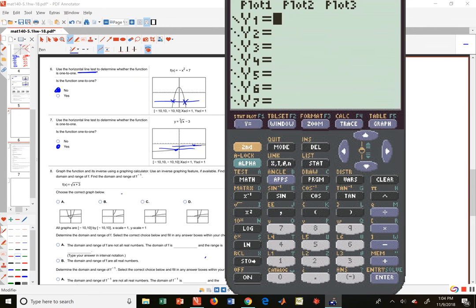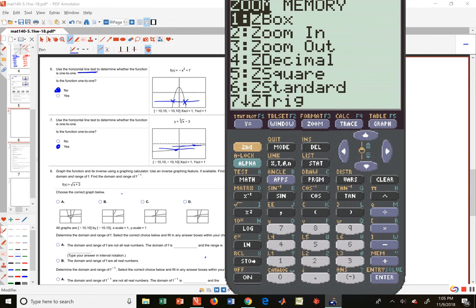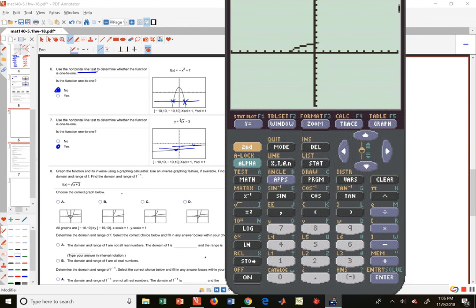All right, so here we go. We've got the square root of x plus 3, and we're going to go with a standard window for this. All right, we might have to zoom if we want to, but there it is. There's the square root of x plus 3. All right, now to find the inverse, we want to reflect it. I'm going to do two things.